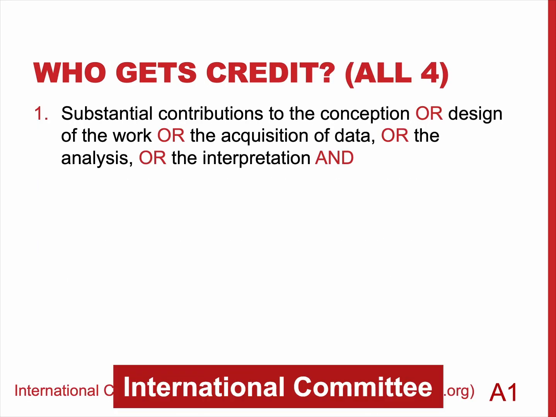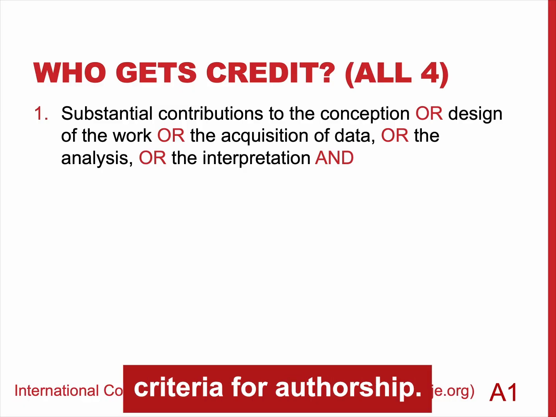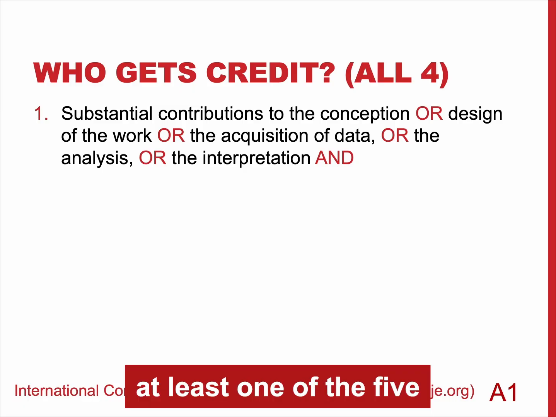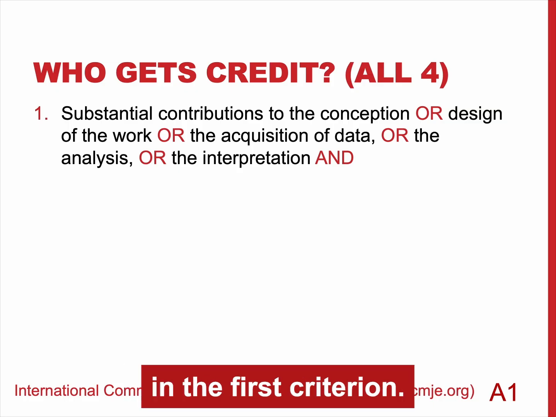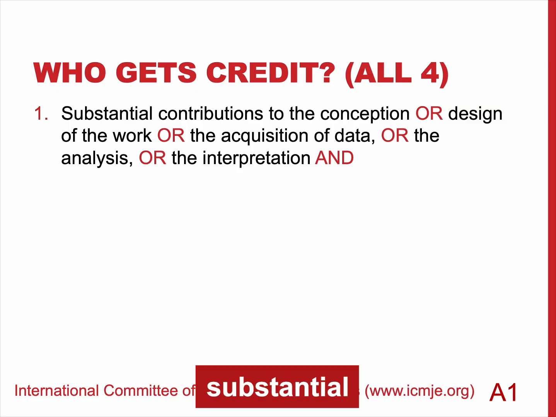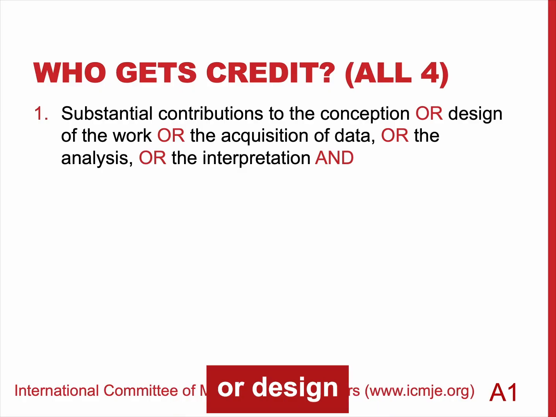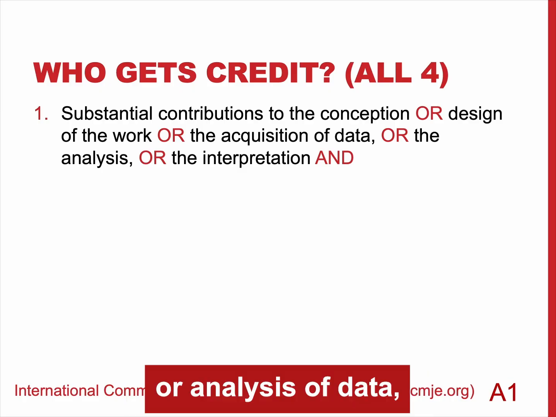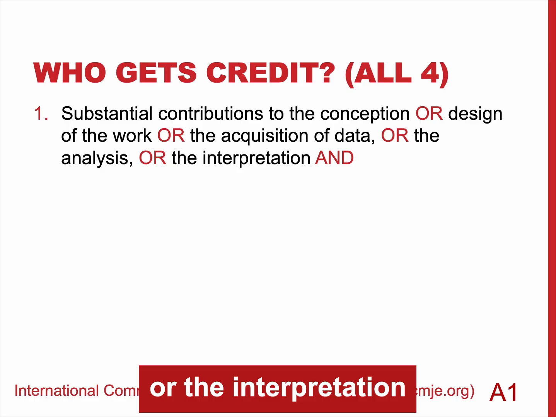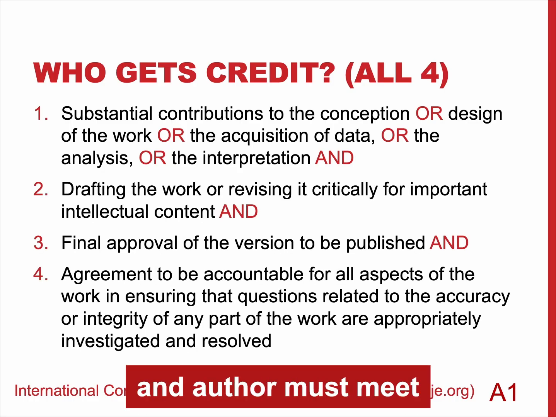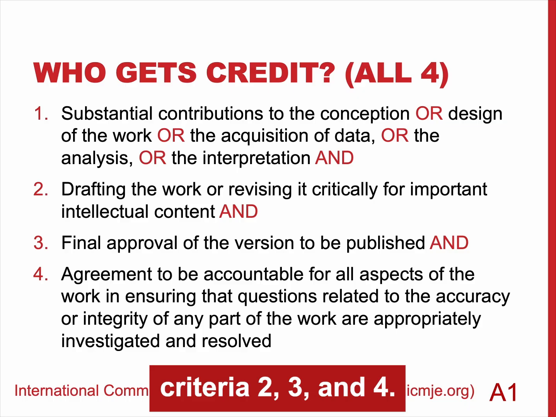This is the International Committee of Medical Journal Editors' criteria for authorship. An author needs to complete at least one of the 5 items listed in the first criterion. These are substantial contributions to the conception or design or acquisition of data or analysis of data or the interpretation of data. In addition to meeting criterion 1, an author must meet criteria 2, 3, and 4.